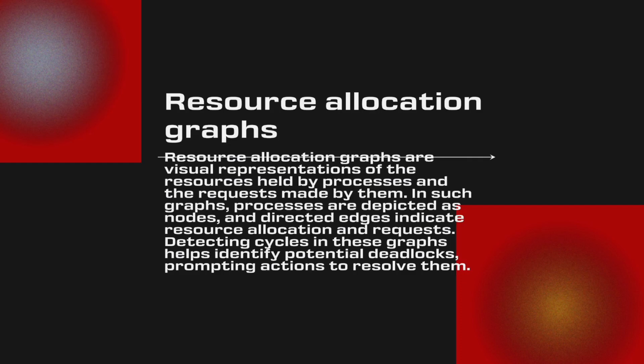The resource allocation graph is a visual representation of the resources held by processes and the requests made by them. In such a graph, processes are depicted as nodes and directed edges indicate resource allocation and requests. Detecting cycles in this graph helps identify potential deadlocks, prompting actions to resolve them.